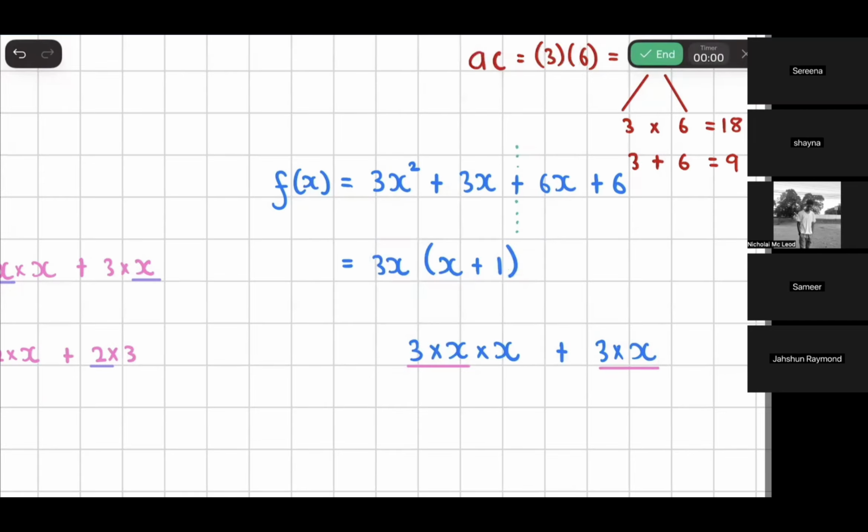And if you expand the brackets, you're supposed to get back 3x squared plus 3x. Watch. 3x by x, 3x squared. 3x by 1, 3x. Get back the original thing.